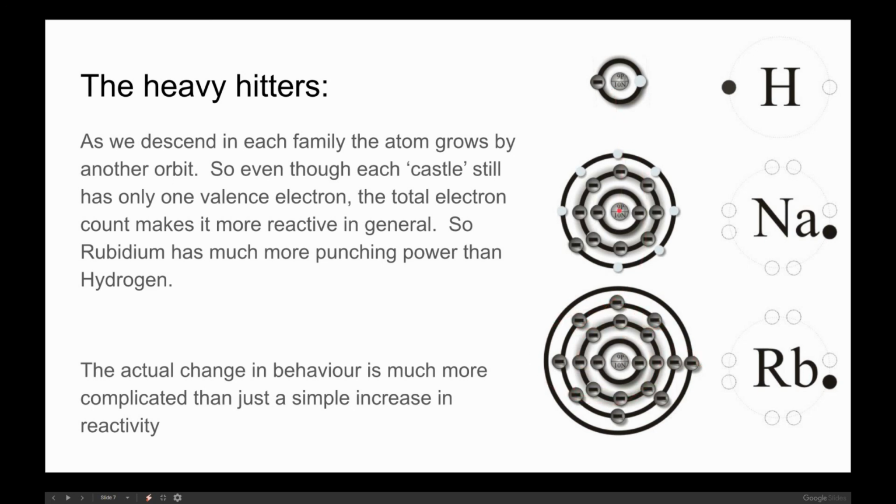So while the behavior is remarkably similar, it will change. Technically, they get a bit more aggressive, nasty, as you go down the table, but not always.